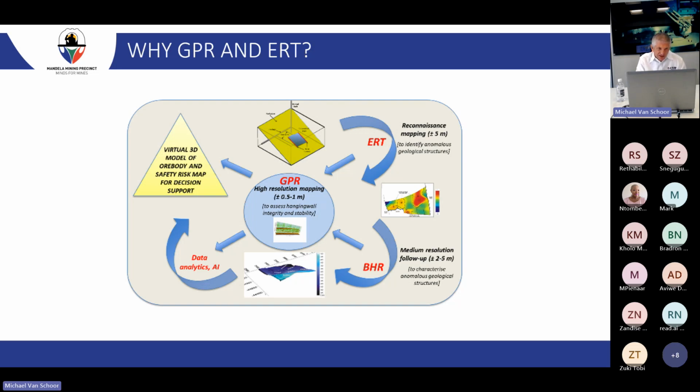And then in more recent times, topics like data analytics and artificial intelligence have obviously come into play quite a bit. The way we see the mines of the future operating is to take almost a holistic or integrated approach to these technologies and use them to produce either virtual 3D models of the ore body environment or safety risk maps, maybe, and all of those things can contribute to decision support by the rock engineers, the geologists, the mine planners.